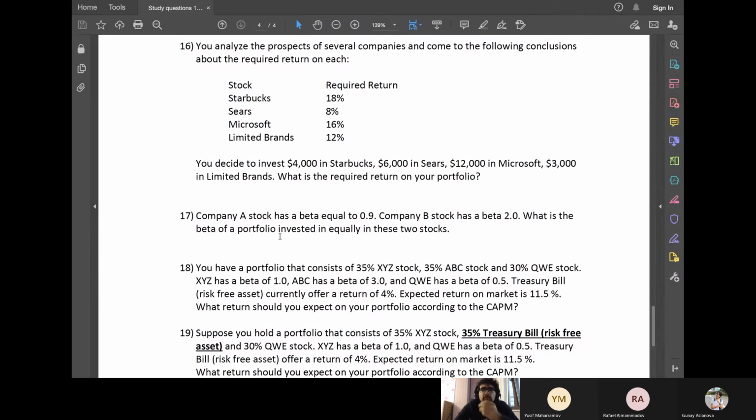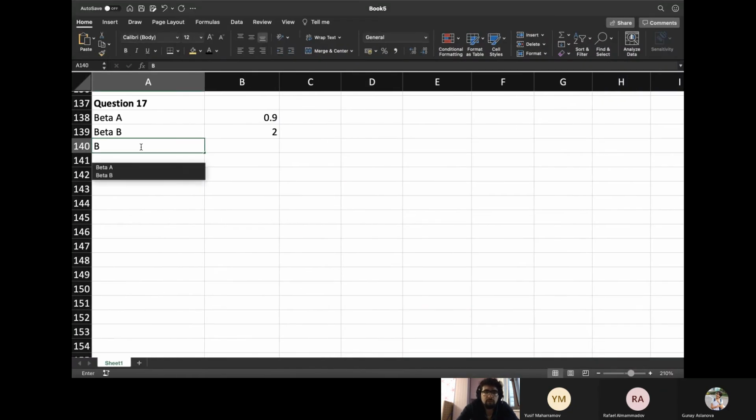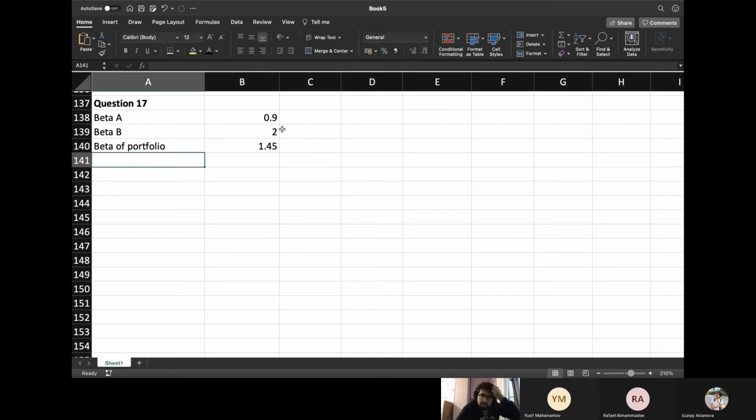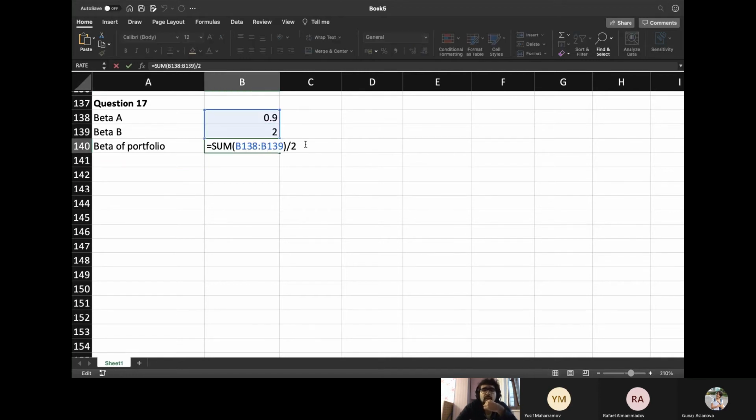So what's the beta of the portfolio? The beta of a portfolio with equal investments is the sum of them divided by 2. I mean, 0.5 multiplied by this, plus 0.5 multiplied by this, is the same as this one.